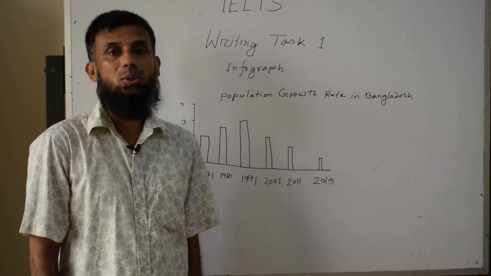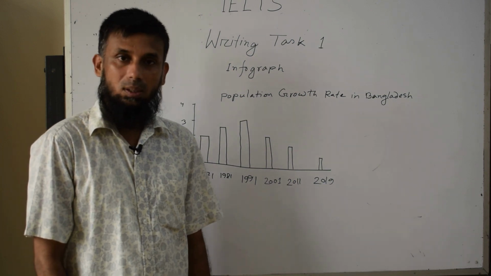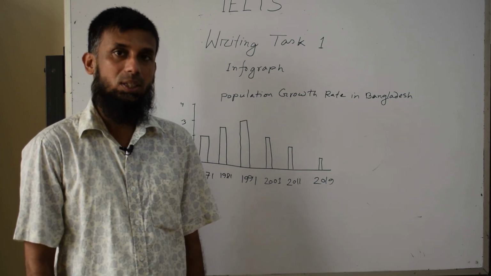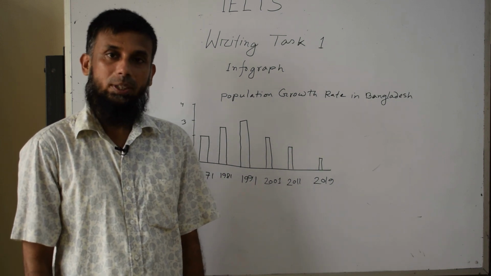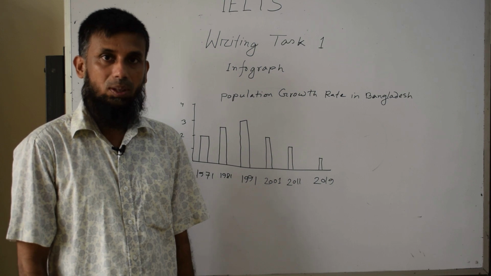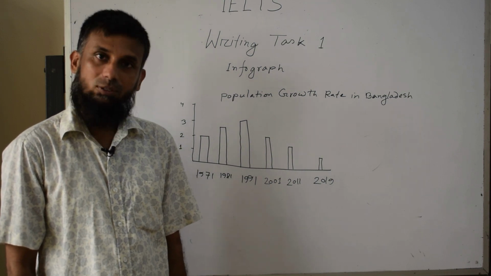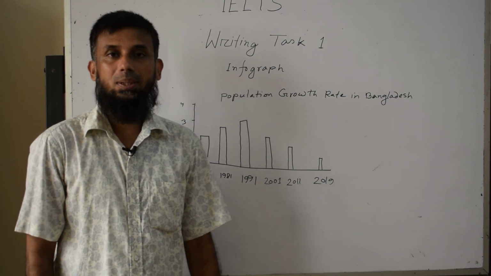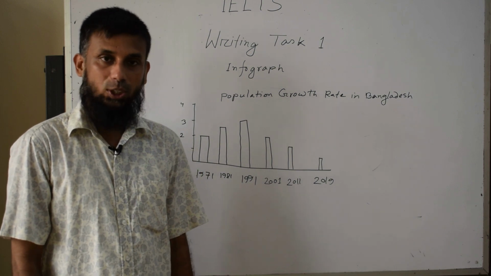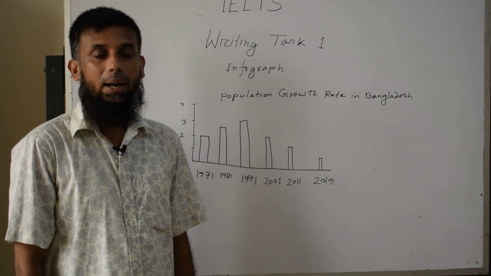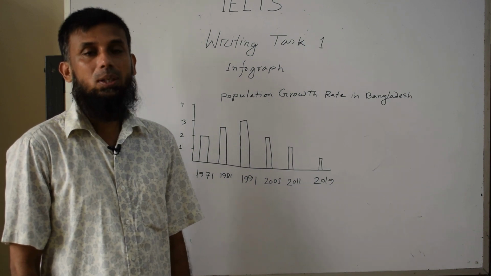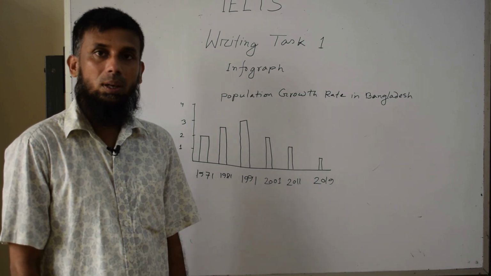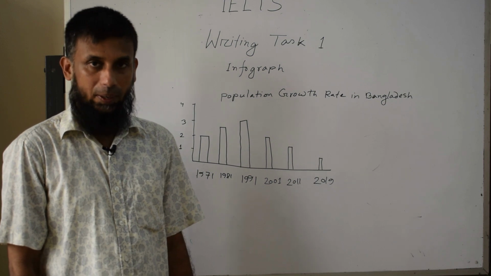In the first video of the series I will talk about the writing task. In the writing section of the IELTS test you have 2 tasks to complete. In the first task you have an infograph or information graph. That is, you have a graph, a chart or a table having some information, and you have to describe in a number of paragraphs the information presented there.